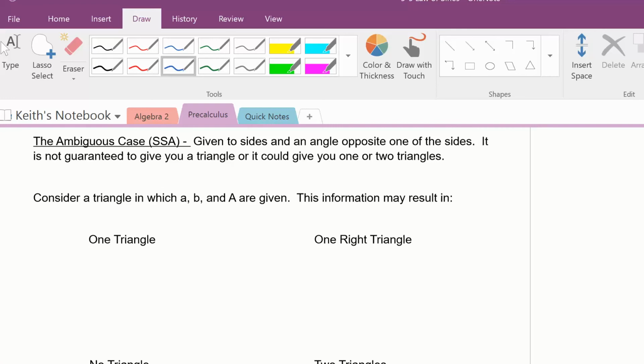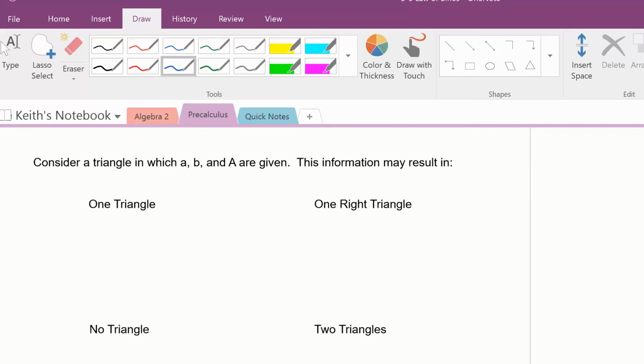There is a third case, which is what's called the ambiguous case. If you're given two sides and an angle opposite one of the sides, it is not guaranteed to give you a triangle, or it could give you one or two triangles, depending. So it says here, consider a triangle in which side b and angle A are given. The information may result in the following. So if you look, let's say you have angle A, B, C.